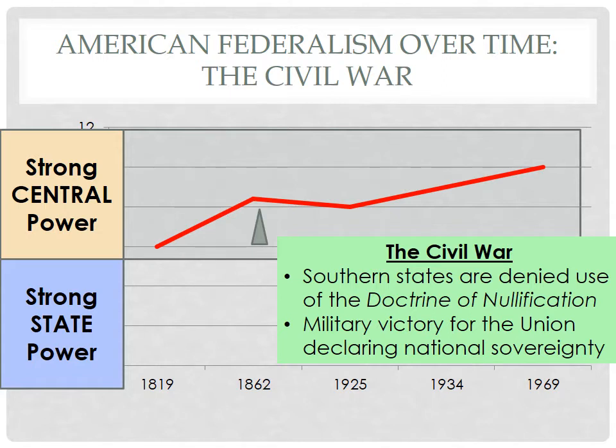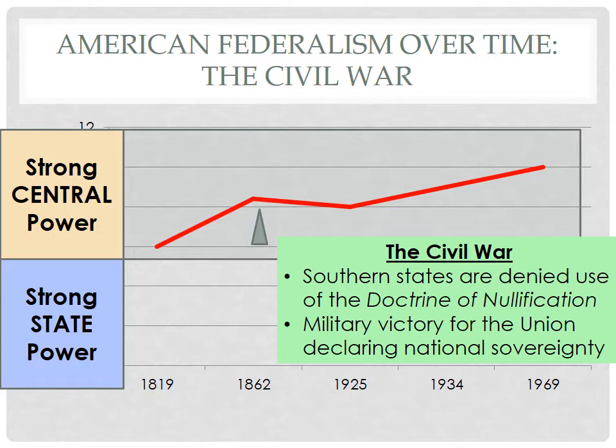Secondly, we had the Civil War. Two important things in terms of federalism that I want you to know. The first one being that the southern states were denied the use of the doctrine of nullification. Now, the doctrine of nullification was this idea that if we don't like the law that Congress has handed down to us in the states, we can nullify it. We can vote in our local state government to say that this law is just not going to apply to us. And during the Civil War, we had the determination that this was just not going to fly.